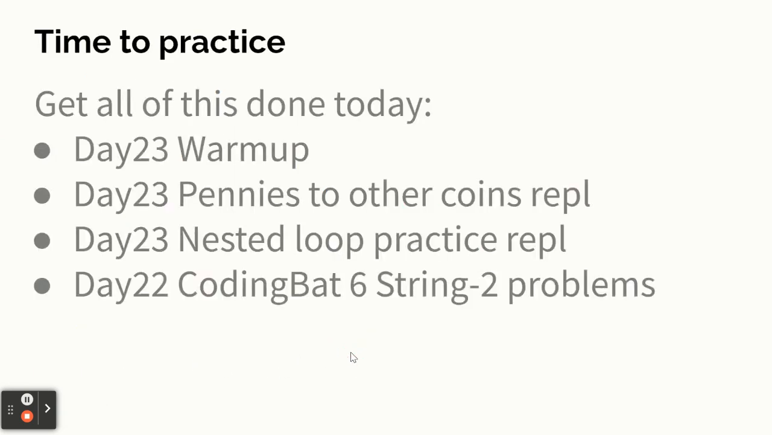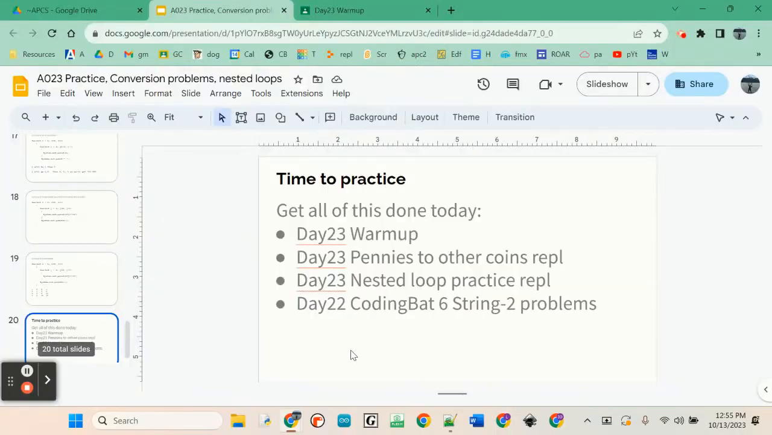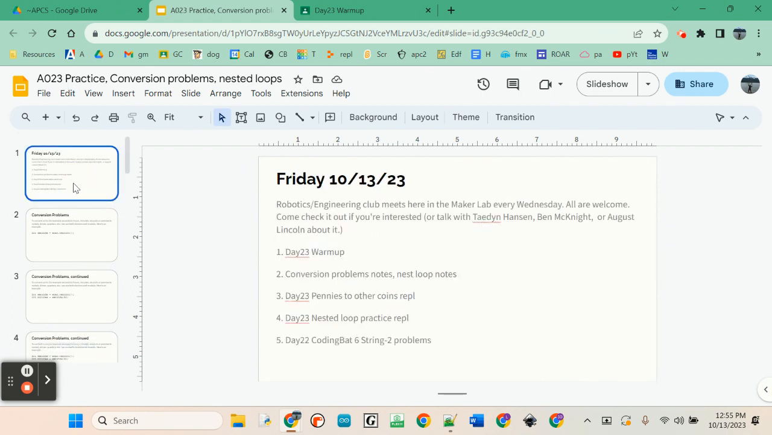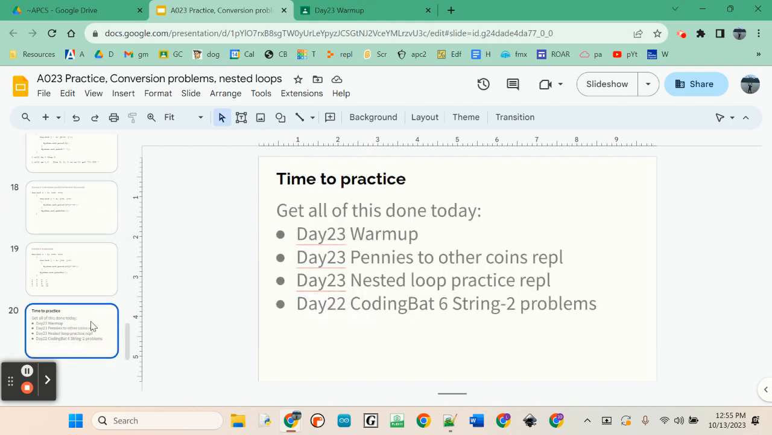All right. So we're going to practice. I think, remember, is that really all that we have today? Pennies, nested loop, and CodingBat, 6 problems. Yeah. So I'll stop the recording.